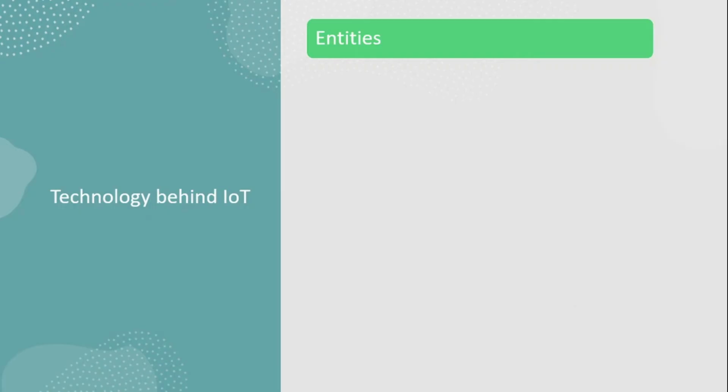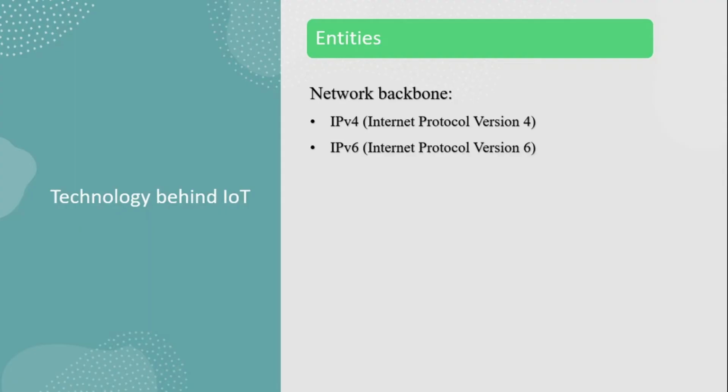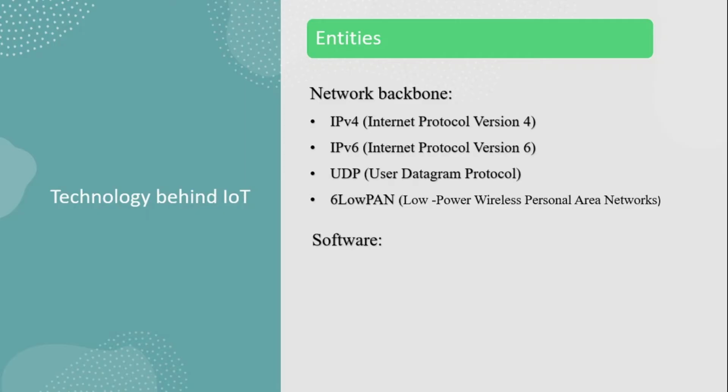Next entity is the network backbone. Which network protocol are we using? IPv4 or IPv6 or UDP, 6LoWPAN. These are the different network backbone protocols. Next one is software. We can use Riot OS, Contiki OS, ThingSquare Mist firmware, Eclipse IoT. Just remember these headings, the different softwares for IoT development.